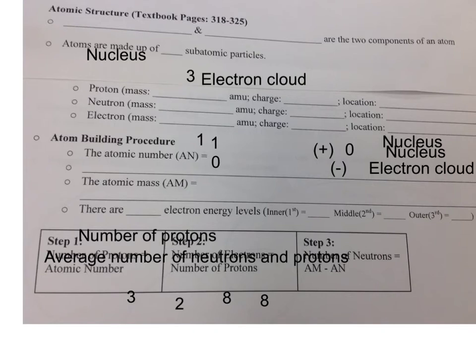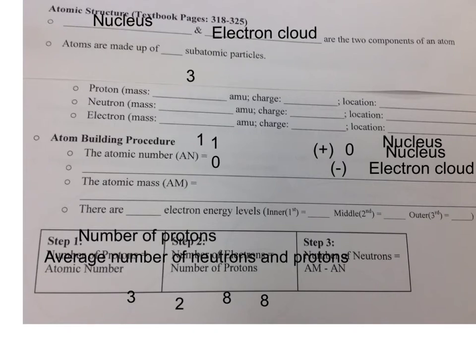The nucleus and the electron cloud are the two components of an atom. In total, atoms are made of 3 subatomic particles. These are the proton, the neutron, and the electron. Down below, we have proton, which has a mass of 1 AMU. Neutrons also have a mass of 1 AMU. Both, as you may recall, are located in the nucleus.